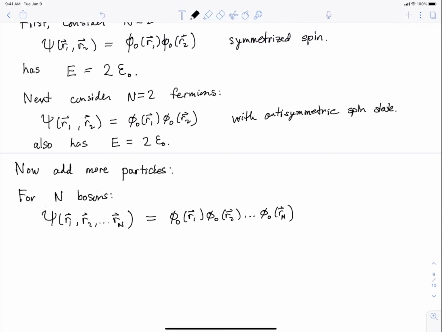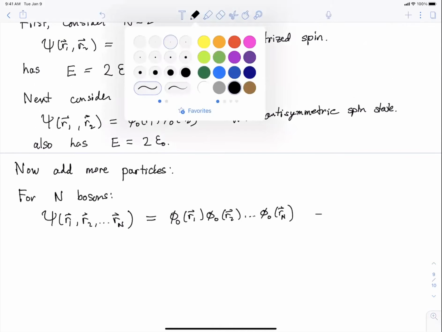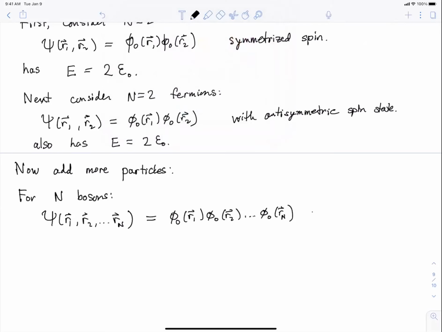Okay, and now let's say we multiplied that to get the wave function. What about the spin state? Okay, and the spin state, again, I don't know what my pen's doing here. So my spin state has to be totally symmetric.